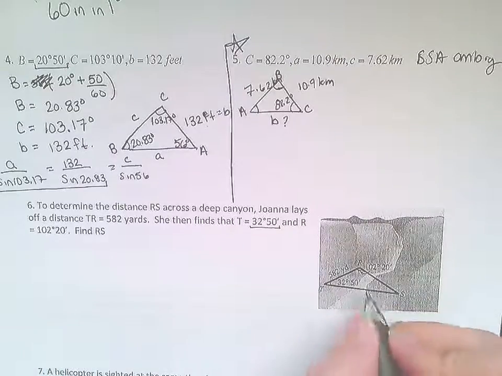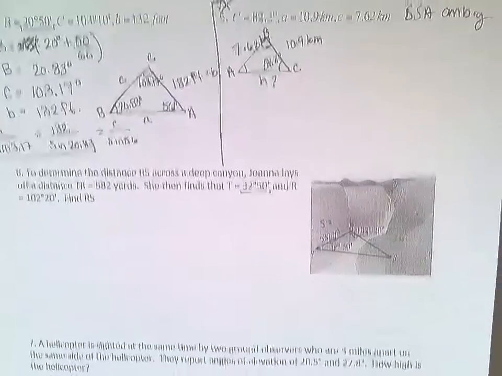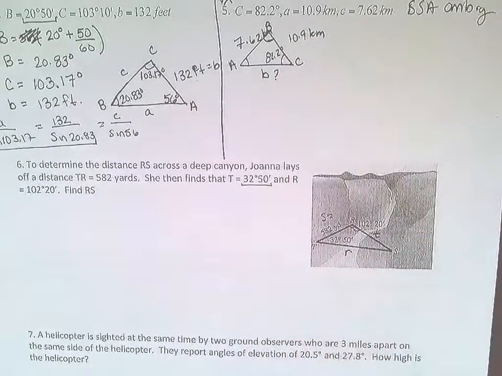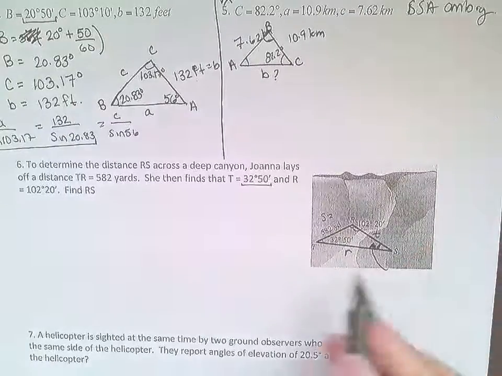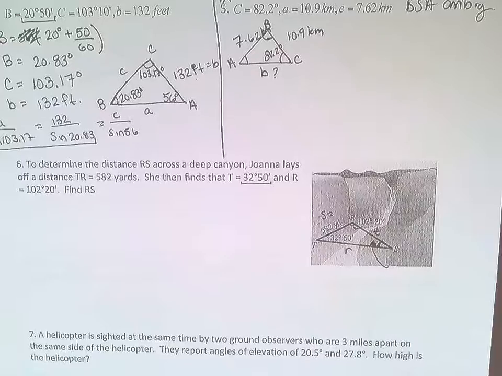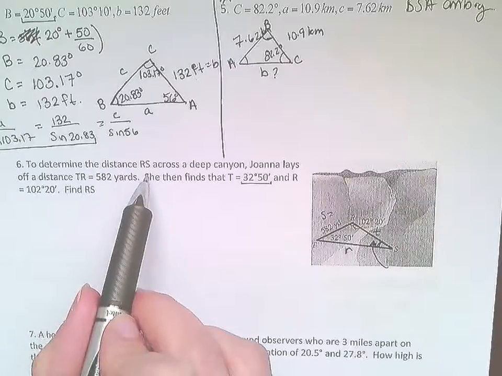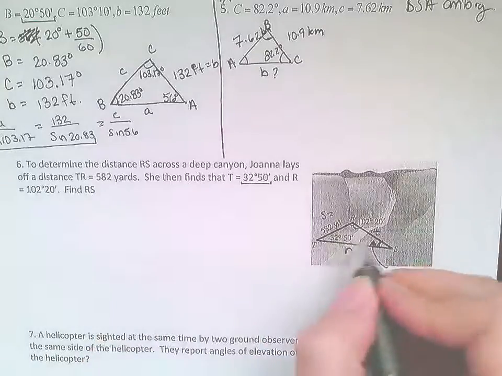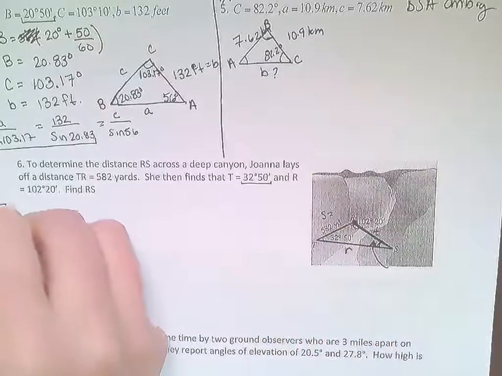Here we have S, R, T rather than A, B, C, but it's fine because this is S, this is my R, and then this is my T. And I don't know my R and my T. I do know this angle. It's just basically add these up and subtract them from 180. But we just need to determine the distance of RS across the deep canyon. So all I need to really figure out is the distance from here to here. So my unknown is going to be T.